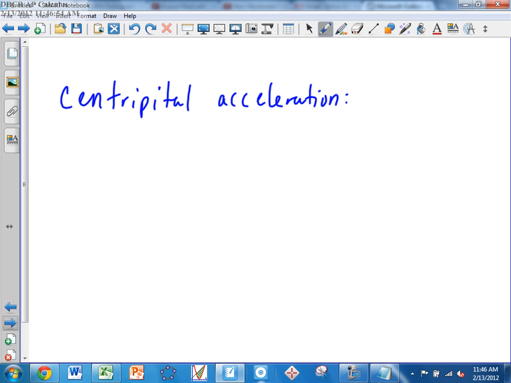For centripetal acceleration, the idea of acceleration, again, is a change in velocity. It's a change in velocity. Now, the hard part to remember right now is this.